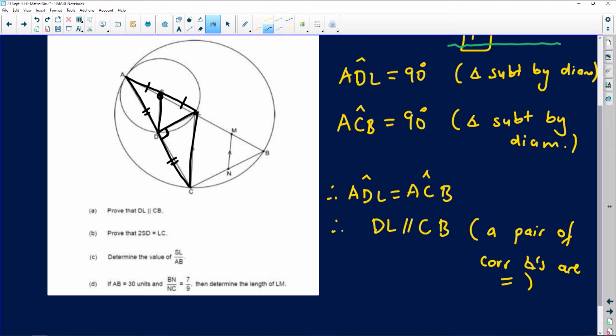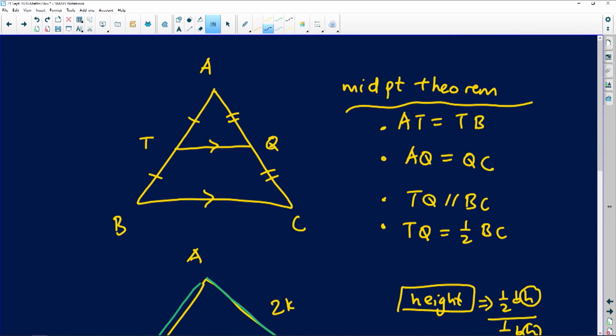So since AD equals DC and AS equals SL, since this is point L, the midpoint theorem holds. Like I said, those 4 elements that I told you about, if any 2 hold, then we can claim the other 2. It is a concept that comes from grade 10.